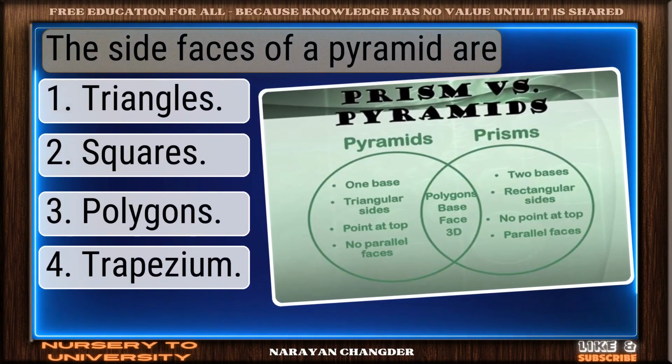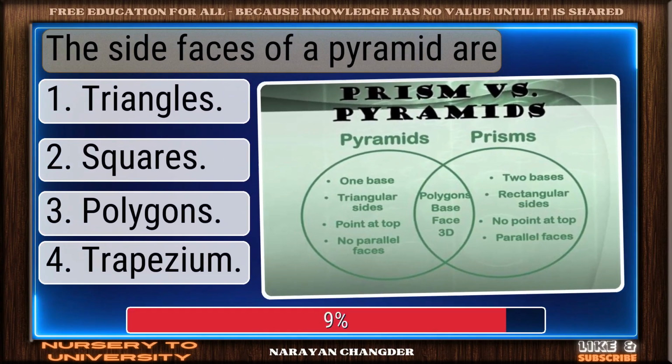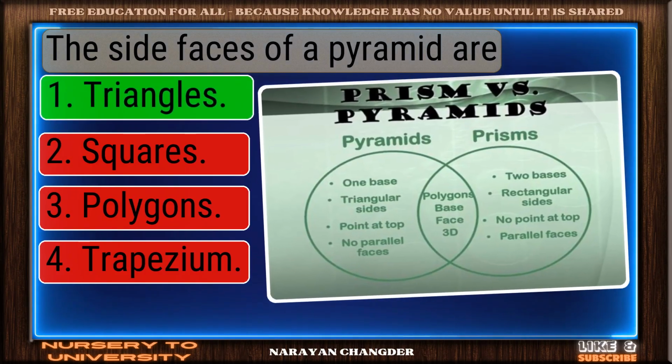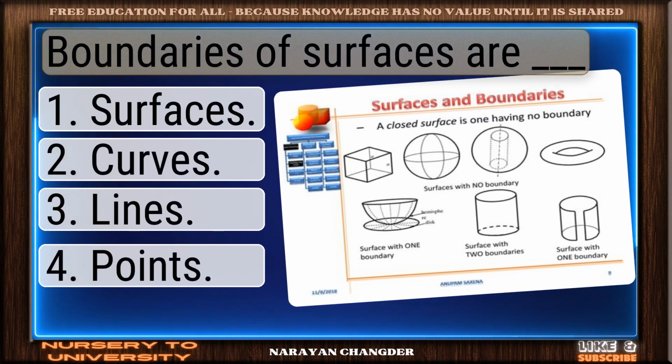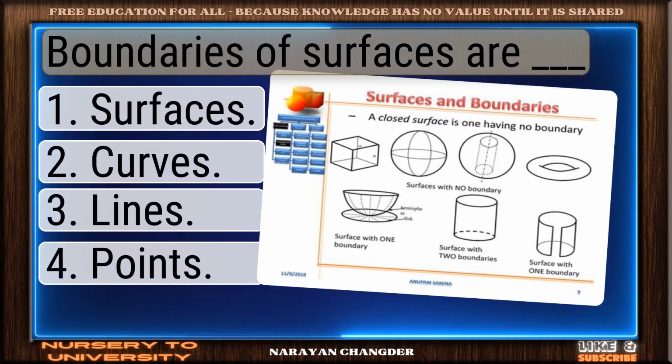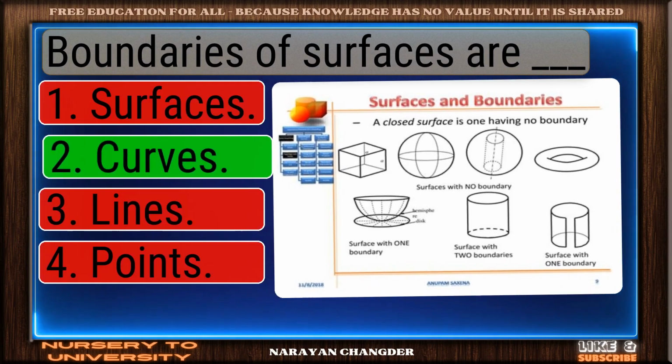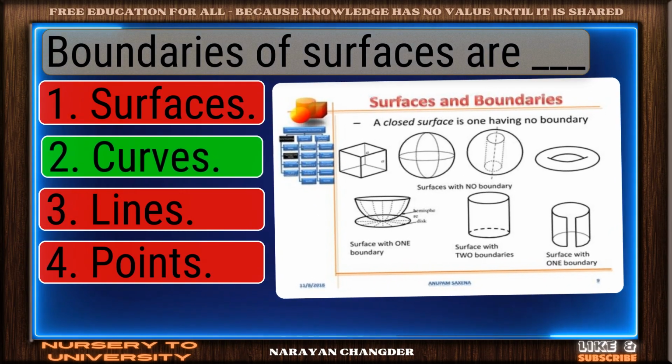Question number 43. The side faces of a pyramid are? Valid point. Triangles is true. Question number 44. Boundaries of surfaces are dash. Right again. Curves is a valid answer.